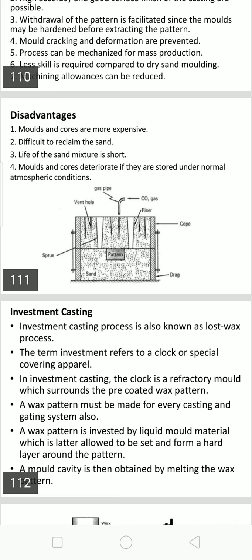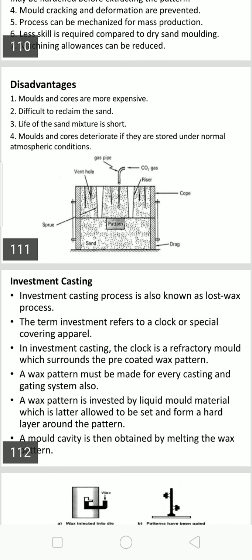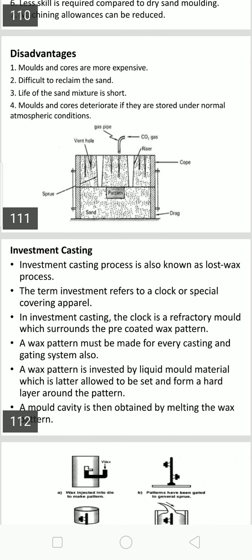Investment molding is nothing but, in the molding process, special investment mixtures are packed around the shells, hence the name investment casting. Lost wax process: in this process, disposable or expendable patterns like wax patterns are used, and these wax patterns get lost after forming the shells, hence the name lost wax process.